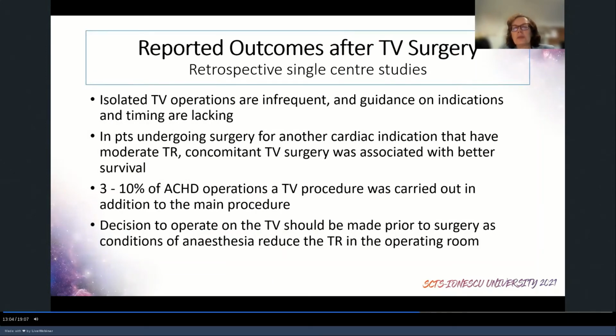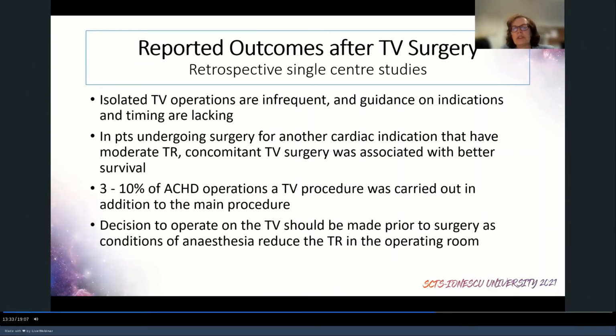For the outcomes of tricuspid valve surgery, we have to rely on retrospective single-center studies, as there have been no randomized prospective controlled trials. These studies, and more have been emerging over the last few years, show that isolated tricuspid valve operations are infrequent, and guidance on the incidence and timing are lacking.